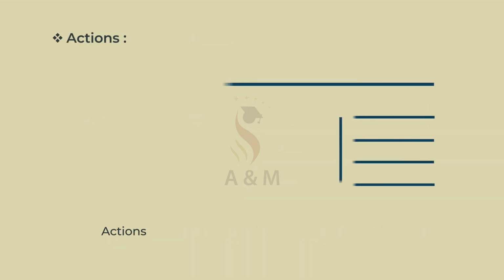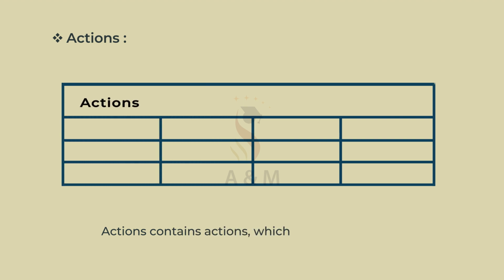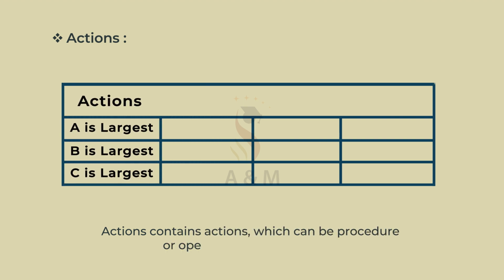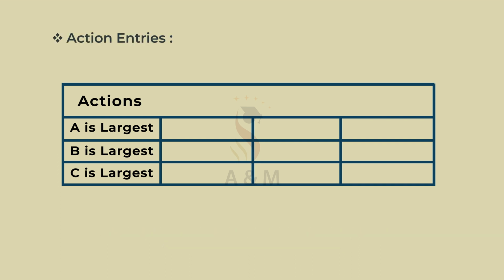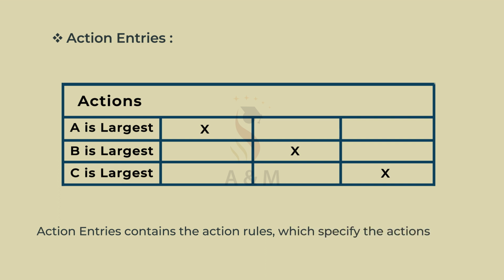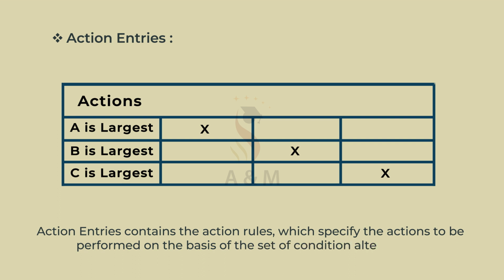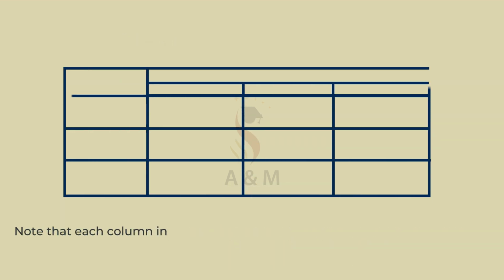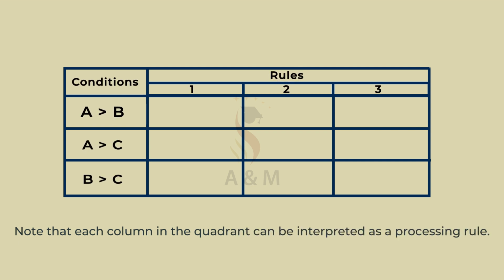Actions. Actions contains actions which can be procedure or operation to be performed. Last one, action entries. Action entries contains the action rules which specify the actions to be performed on the basis of the set of condition alternatives corresponding to that action entry. Note that each column in the quadrant can be interpreted as the processing rule.